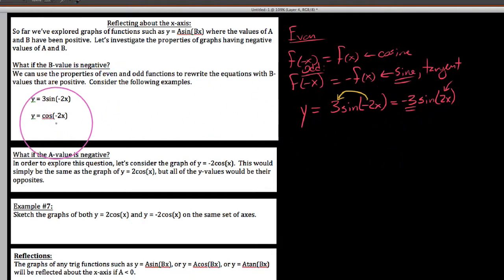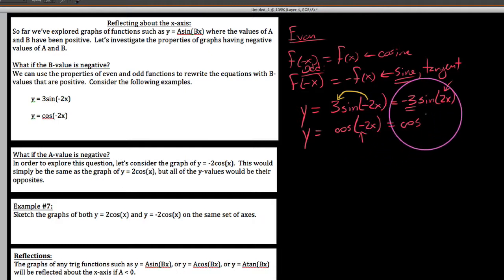In this next example, y equals 2 cosine of negative 2x. Since cosine is an even function, we can basically disregard the negative: y equals 2 cosine of 2x. The thing I want to point out is that we really don't ever care if b is negative, because we're going to either stash the negative out front if it's odd, or get rid of it if it's even. It's the a value that we care about being negative or not.